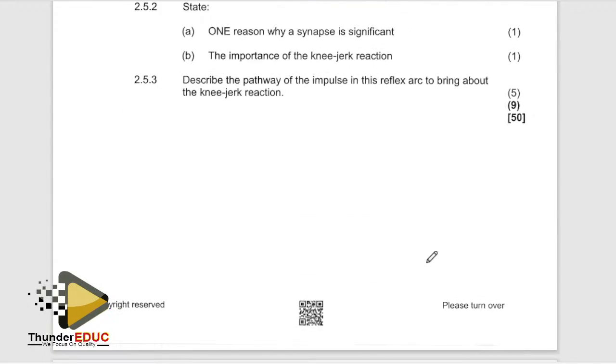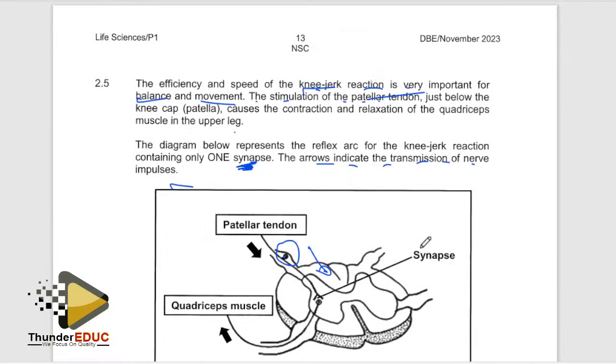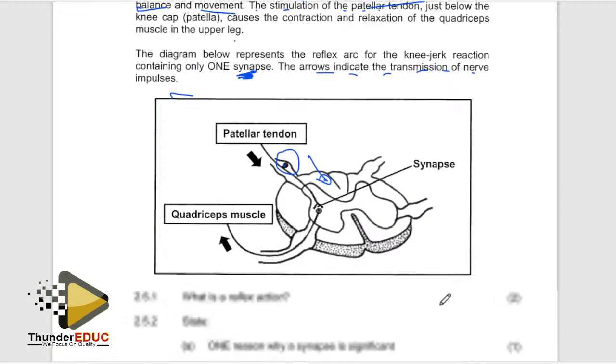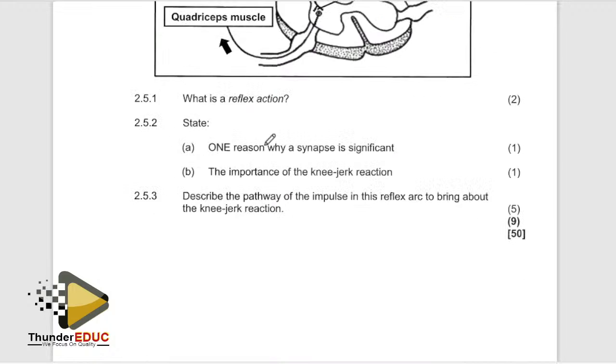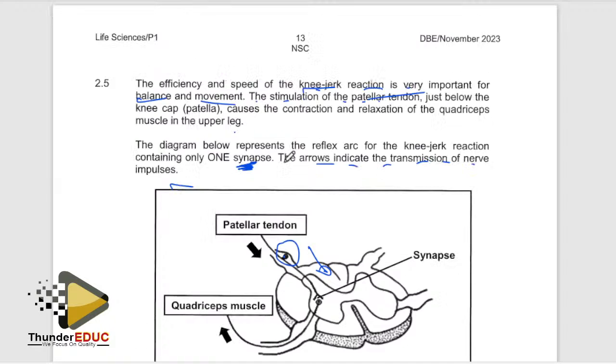Also, now they say describe the path of the impulse in the reflex arc to bring about the knee-jerk reaction. They didn't say that in the extract. It also helps withdraw the leg from a painful stimulus. So in this case, we have to look at what was the stimulus. You understand?